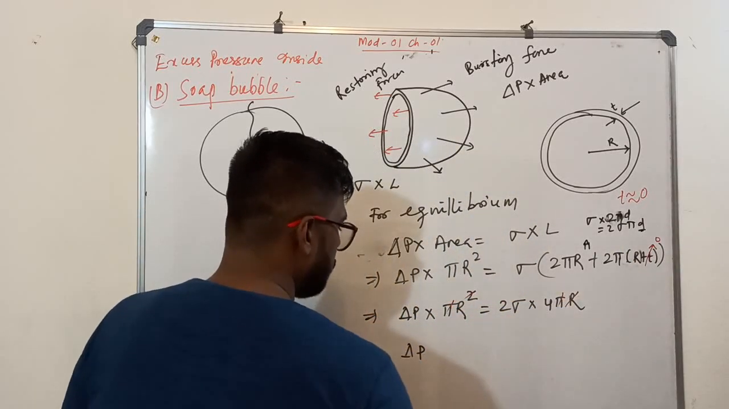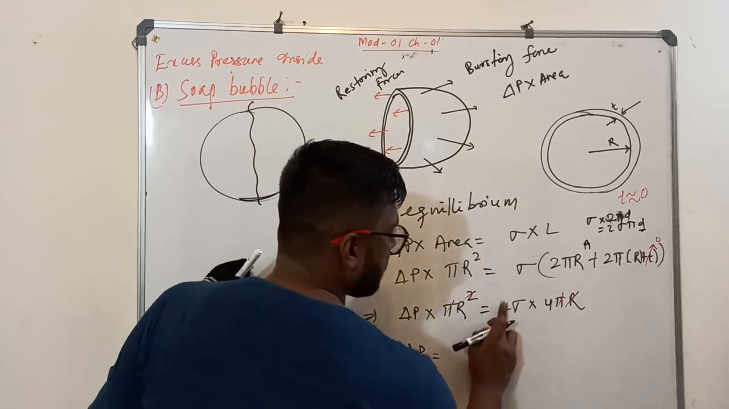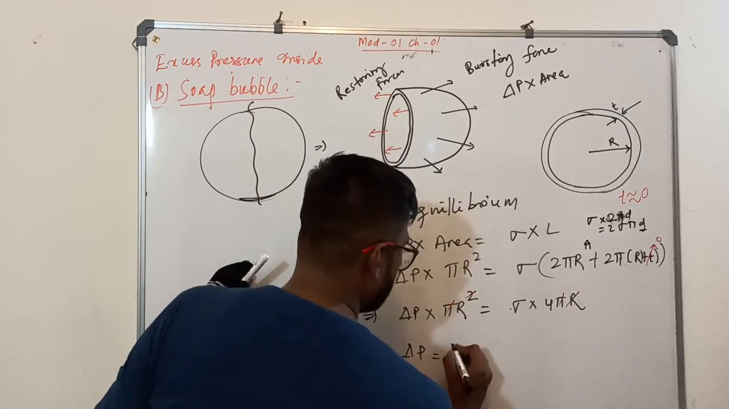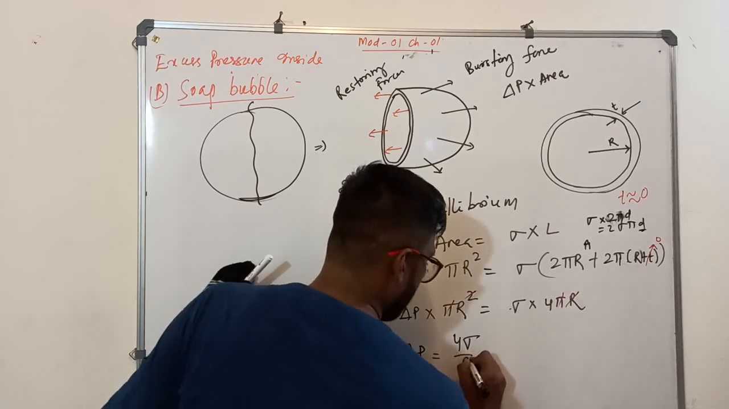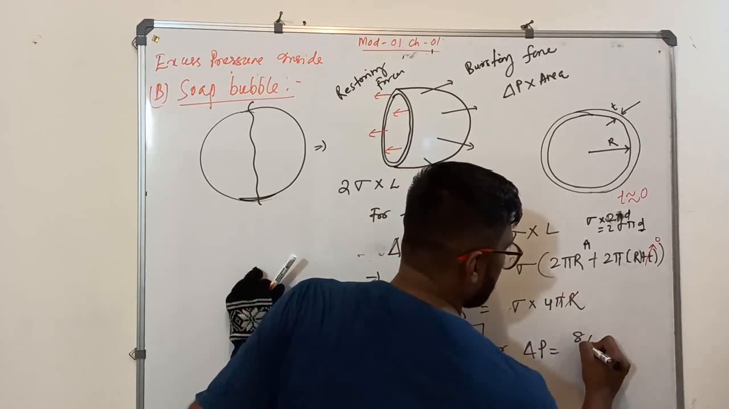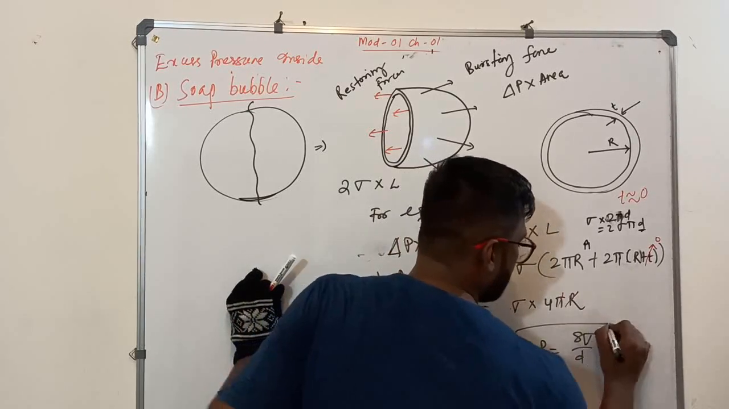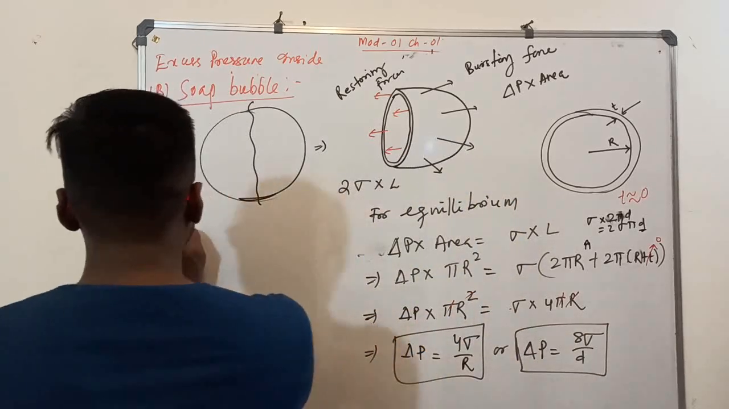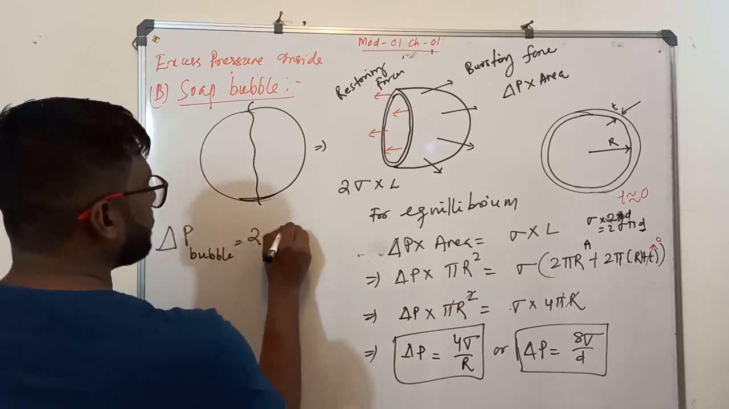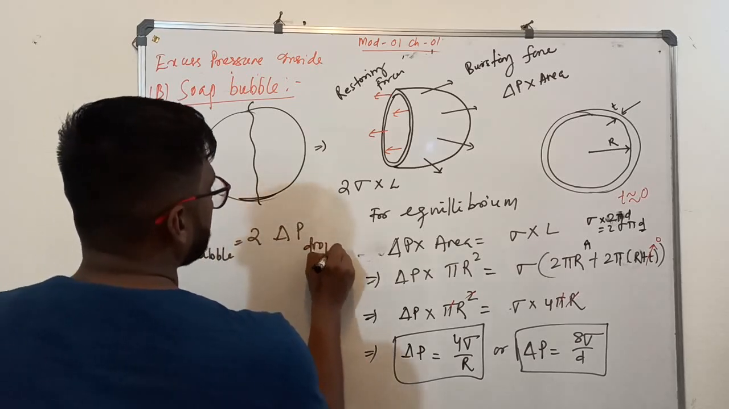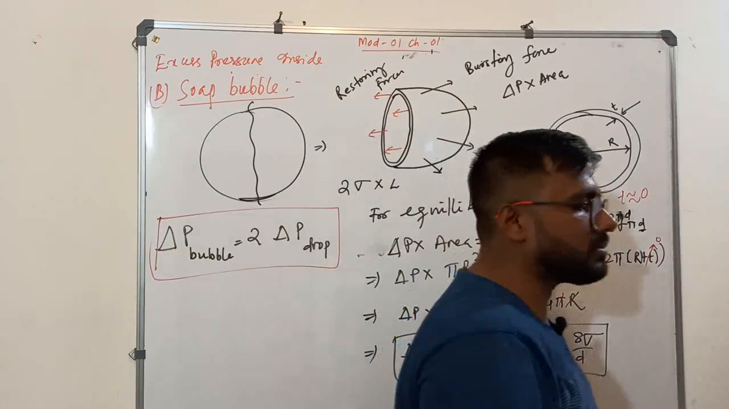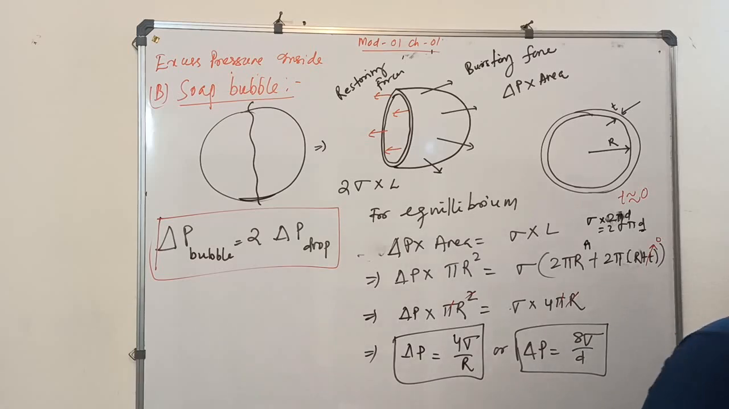So what you got? Delta P equal to 4 sigma by r, or delta P equal to 8 sigma by d. The excess pressure inside a soap bubble is 2 times the excess pressure inside a liquid drop. What was the excess pressure inside the liquid drop? 4 sigma by d. What is the excess pressure inside a soap bubble? 8 sigma by d.